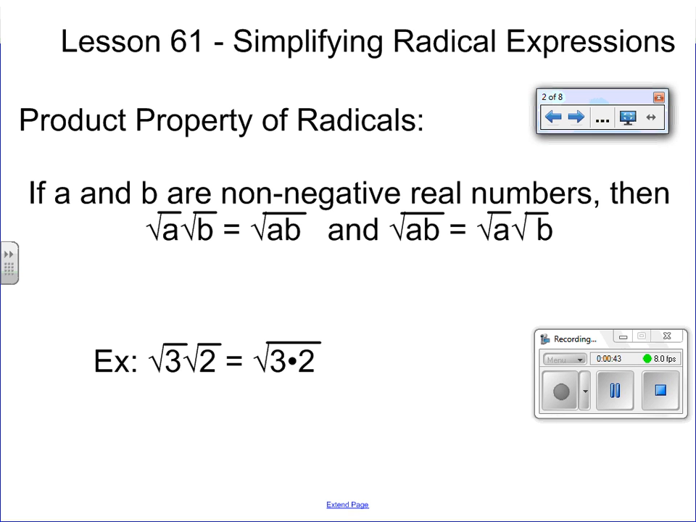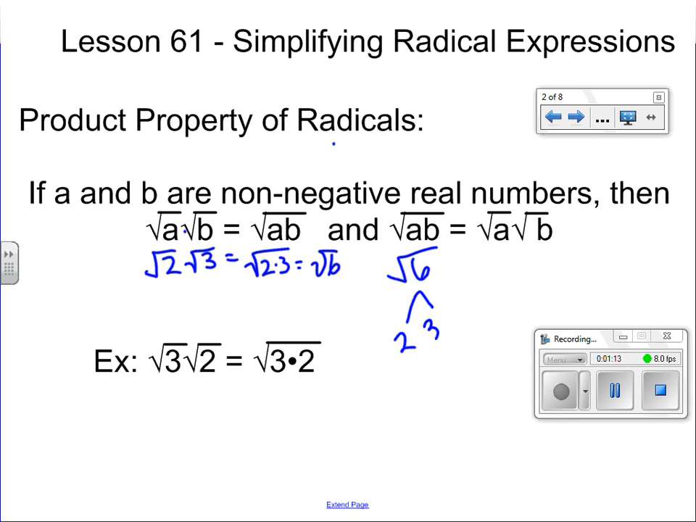If there are radicals that are being multiplied together, we can put them together under one radical. For example, if this was radical 2 times radical 3, that would give us radical 2 times 3, which is radical 6. So they're saying we can do the opposite and reverse it: from radical 6, factor tree it, that gives us 2 and 3, which equals radical 2 times 3.